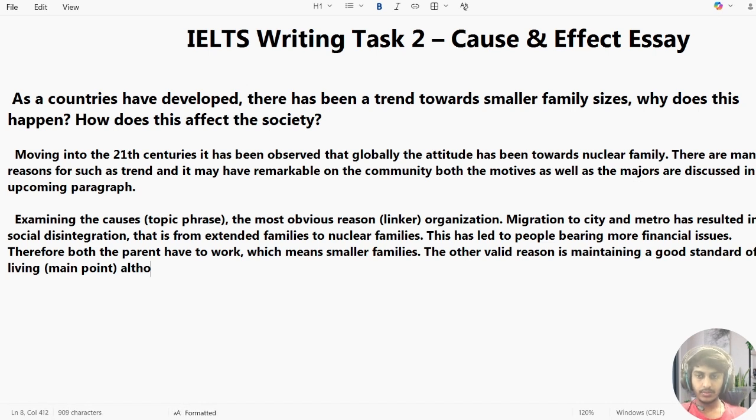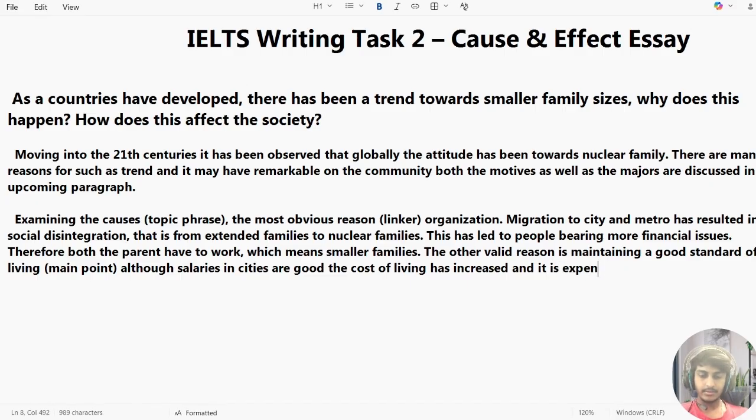Although salaries in cities are good, the cost of living has increased and it is expensive to maintain a comfortable lifestyle.